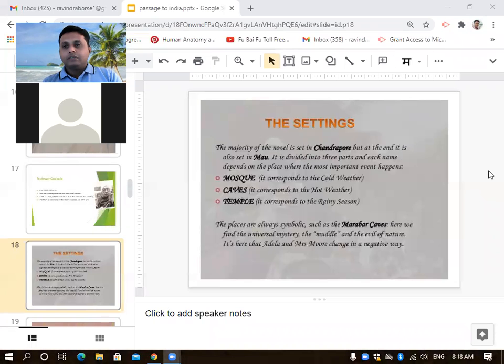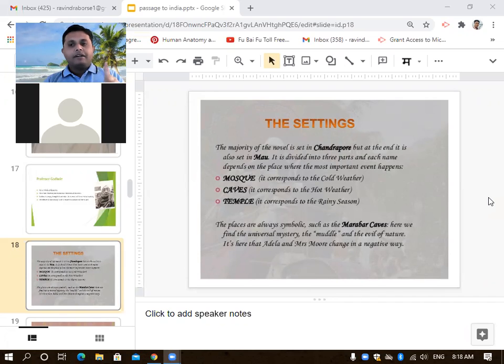Okay, let's go towards the settings. The majority of the novel is set in Chandrapur, a place in South India, but at the end it is also set in Mau. Okay, Mau is a place. The novel is divided into three parts, and each name depends on the place where the most important events happen. So the story of the novel has been divided into three parts, and these three parts have different names. See, the first part is called Mosque. Mosque means masjid. Okay.